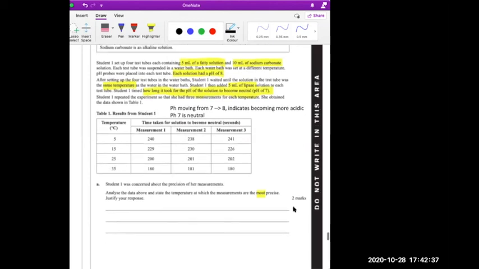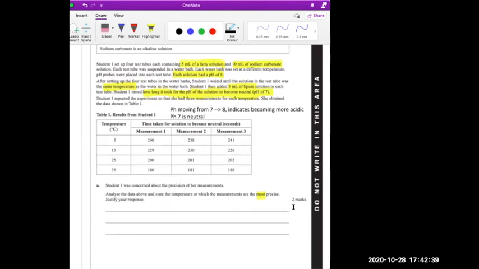After setting up the 4 test tubes in water baths, student 1 waited until the solution in the test tube was the same temperature as the water in the water bath. Student 1 then added 5 milliliters of lipase solution to each test tube. Student 1 timed how long it took for the pH of the solution to become neutral, so 7. Student 1 repeated the experiment so that she had 3 measurements for each temperature. She obtained the data shown in table 1. Student 1 was concerned about the precision of her measurements. Analyze the data above and state the temperature at which the measurements are the most precise.